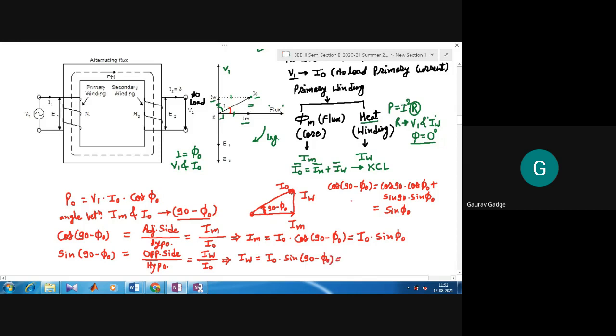Now, in a similar way, if we find out sine of 90 minus phi naught, it gives you sine 90 cos phi naught minus cos 90 sin phi naught. So again, cos 90 is 0, sin 90 is 1. So therefore, you get cos of phi naught. So this is the expression for getting IW. Okay.